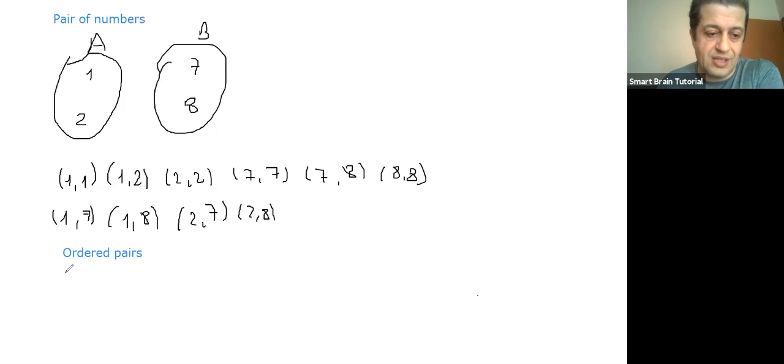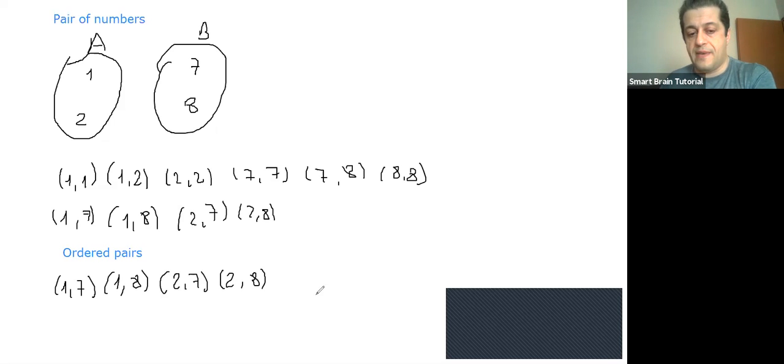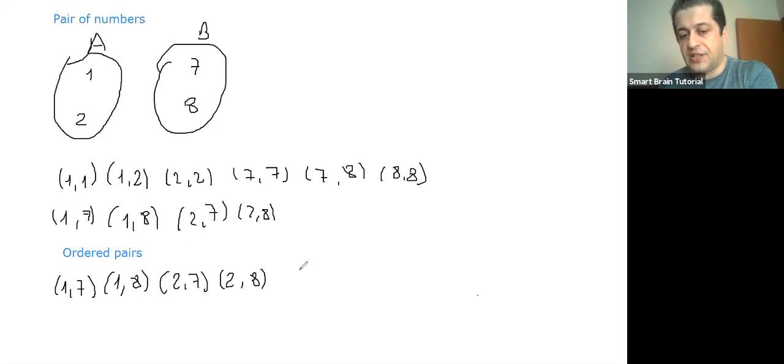let's say, 1, 7. We are interested in 1, 8, 2, 7, and 2, 8. So these ordered pairs have specifics. As I said, the first element belongs to the first set, and the second element belongs to the second set. So this kind of ordered pairs forms a relation in mathematics.